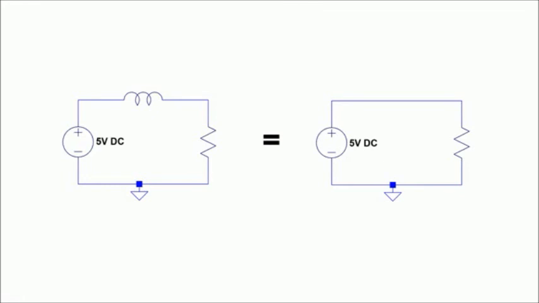Finally, inductors have almost no effect on DC. They're basically just pieces of wire with a resistance of a few milliohms. Alright, that's the basics of how an inductor works. Now I've got a couple more videos with more info on them and some practical examples.